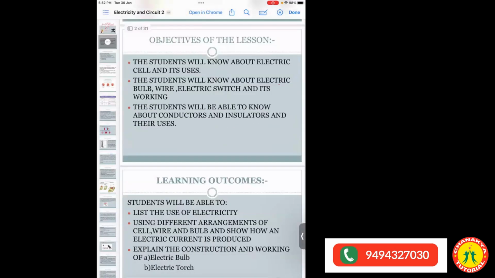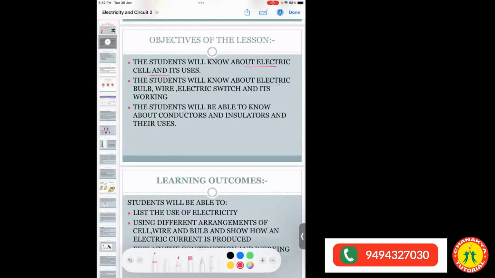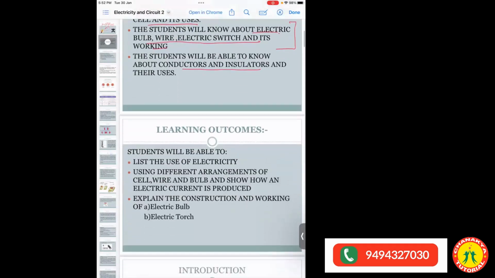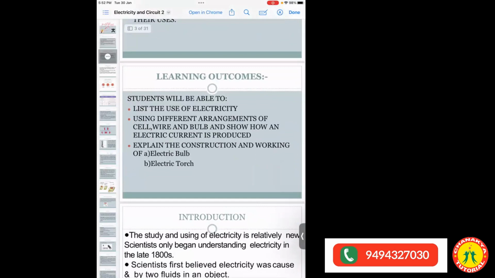Through this chapter, we will learn about the electric cell and how it is used, and then we'll know about the electric bulb, wire, electric switch, and their working. We'll discuss the different components of the circuit. Then we'll also discuss conductors and insulators and their uses. So these things we'll be discussing in this class.